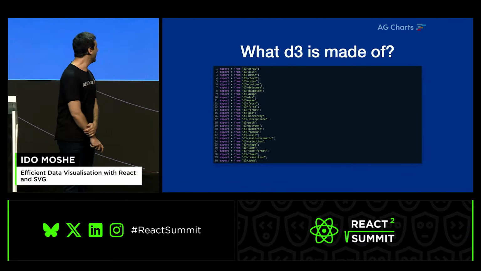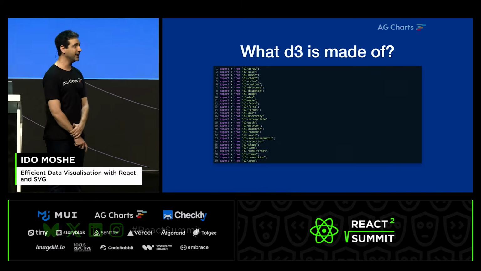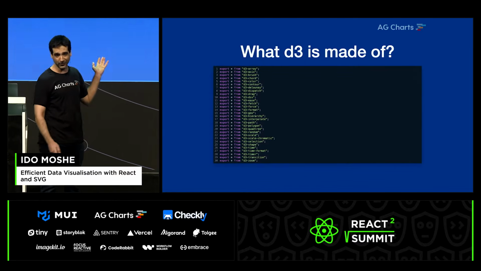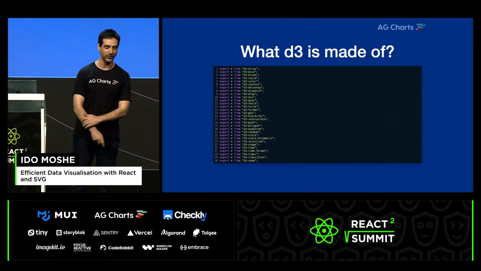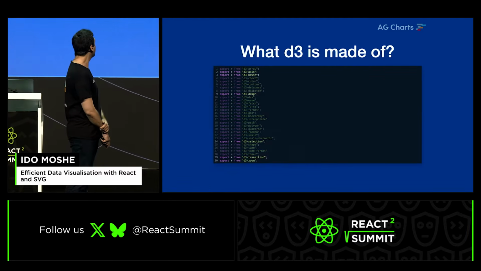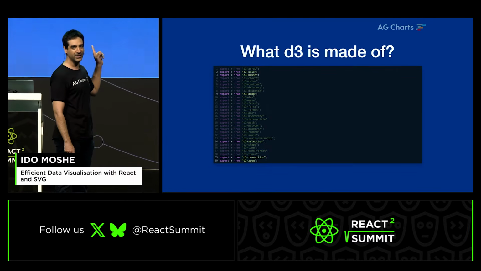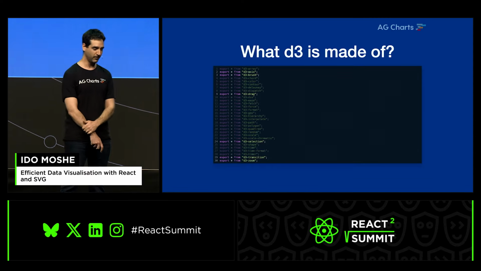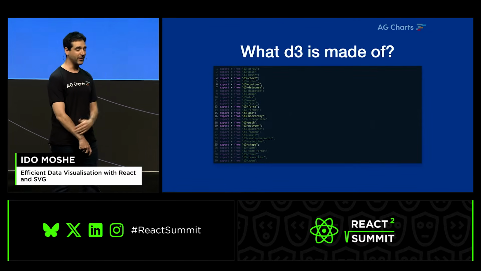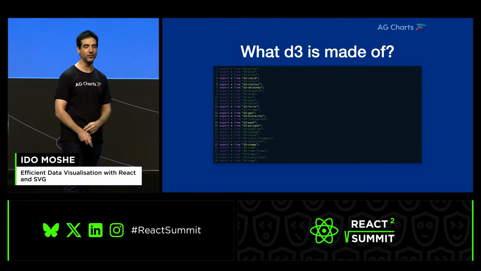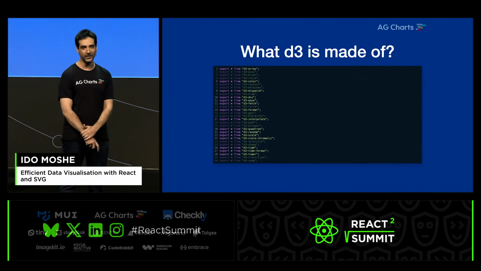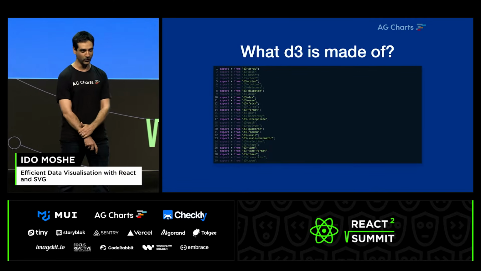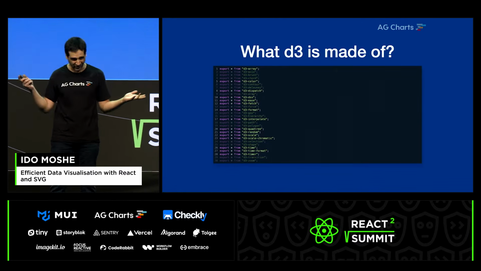So what is D3 actually made of? You can see this is the index file of D3, and it's basically like 30 tiny packages working together, which means that it really is a utility library, and it's very shakeable and very functional, which is nice to work with. But from all of these libraries, only 6 actually rely on the DOM. Most of the libraries are either for managing shapes or specific types of graphs and charts, or just plain utilities. If you notice here, we have a library for doing fetching. We have a library for doing random numbers, which you can just do with Math.random.